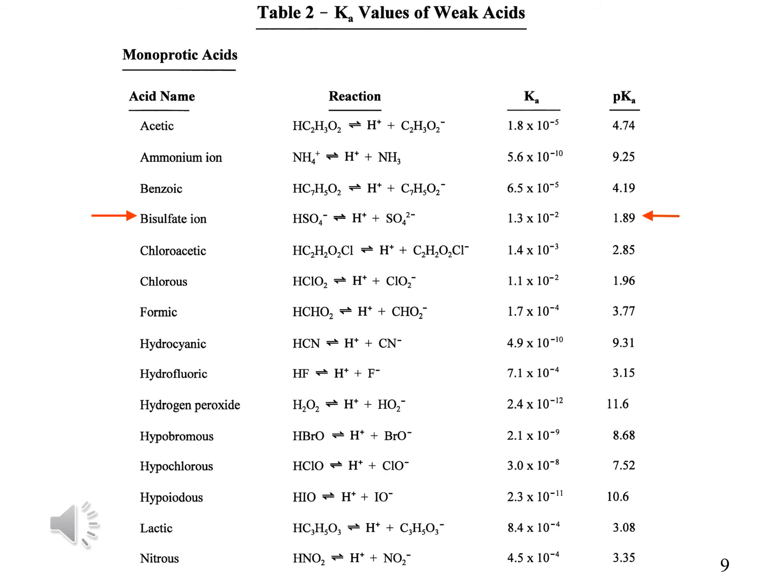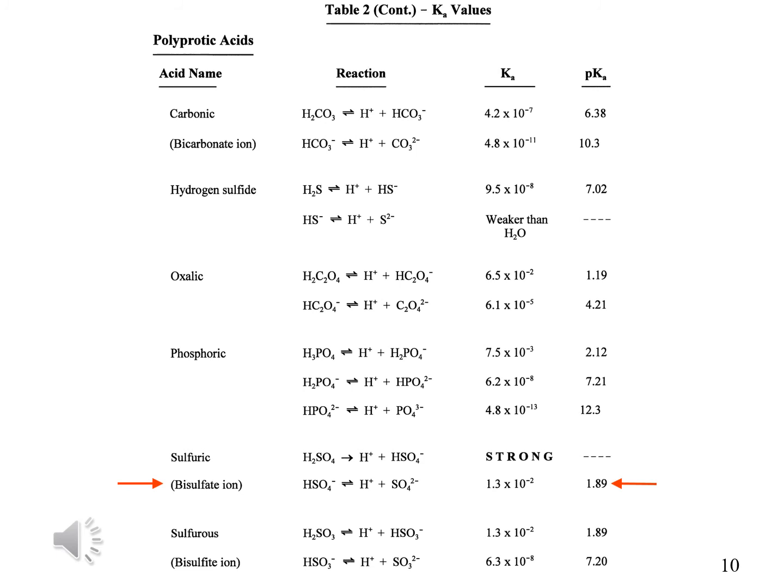So sulfate is the conjugate base, and if you see on the right, on the pKa column, this is a very acidic buffer because the pKa is below 2. I also included it in the diprotic acid table as a second step of sulfuric acid because HSO4 is actually a weak acid and it has a Ka, and it of course is the same number as on the monoprotic table, but it does show that it's one of the steps of sulfuric acid.